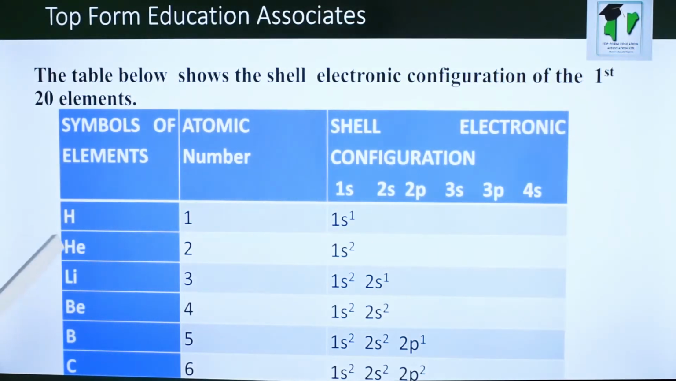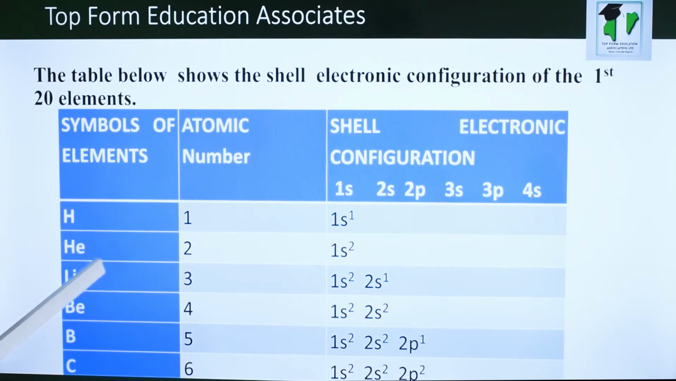For the first element here, we have hydrogen. Its atomic number is 1, and its electronic configuration is 1s1. The 1 here shows the quantum number, and then the s shows that it is an s orbital. So the second element, helium, has atomic number 2, and its electronic configuration is 1s2.